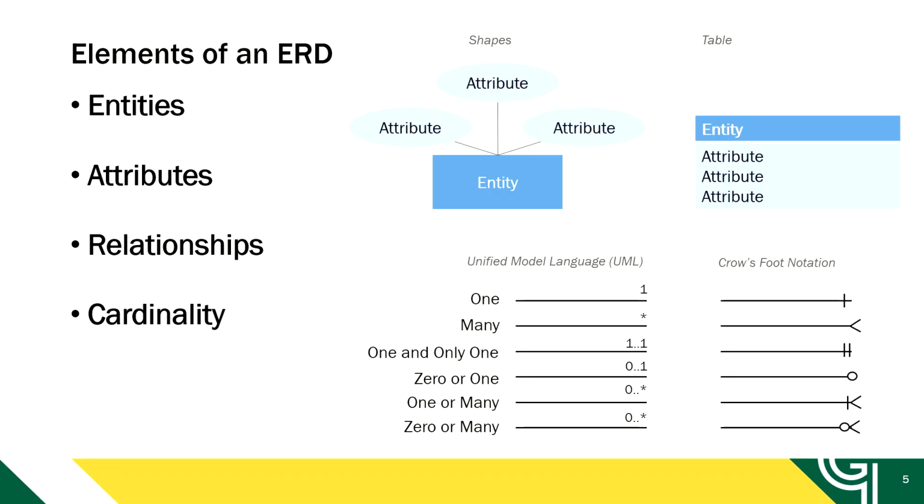Relationships show how entities connect to each other in the real world. And cardinality tells us the rules of those connections, like whether something is one-to-one, one-to-many, or many-to-many. Cardinality can be depicted with numbers, like the Unified Modeling Language format, or with images, like crow's foot notation. Put together, these pieces give us a clear picture of how data actually works in the system.